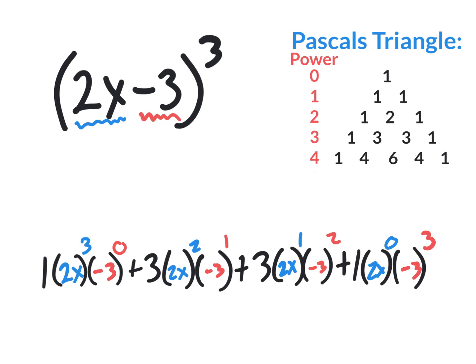I like to eliminate the ones that have the power of 0 because that just equals 1. Negative 3 to the power of 0, that equals 1. Cross it out. 2x to the 0 power, that equals 1.